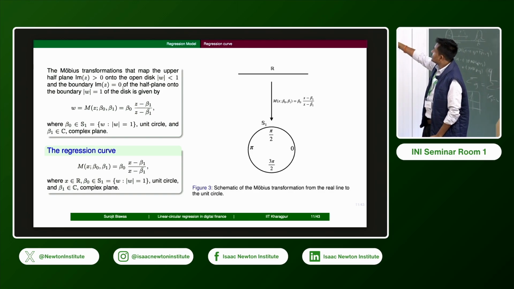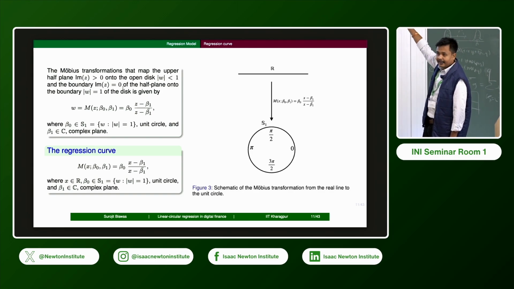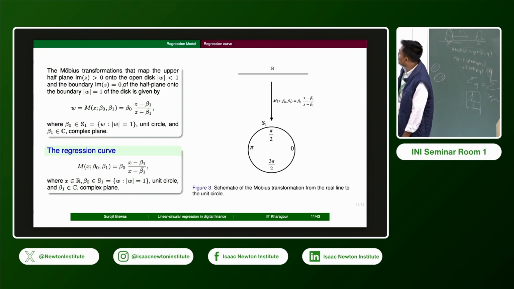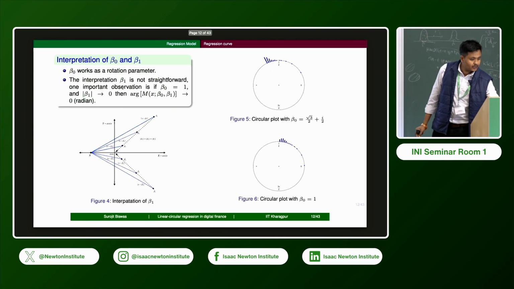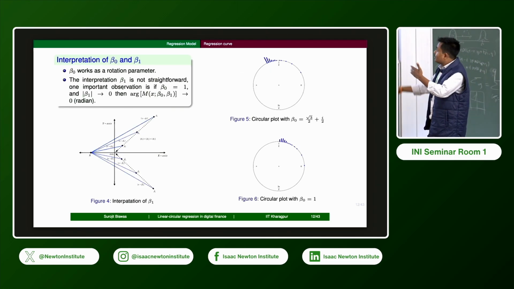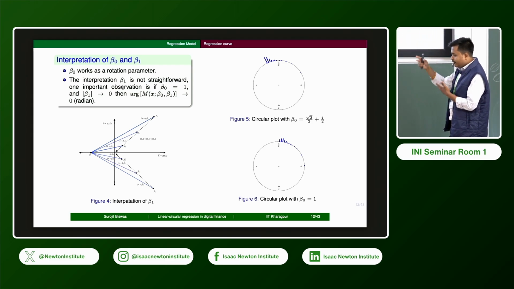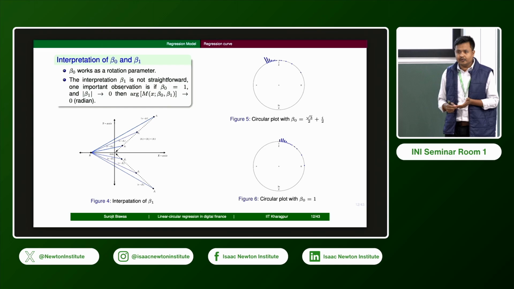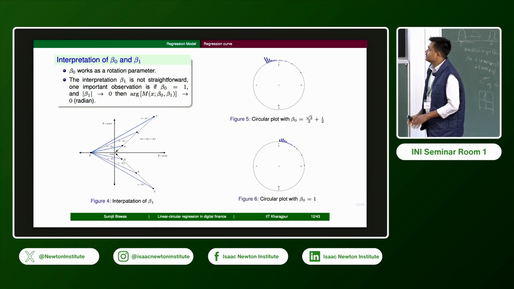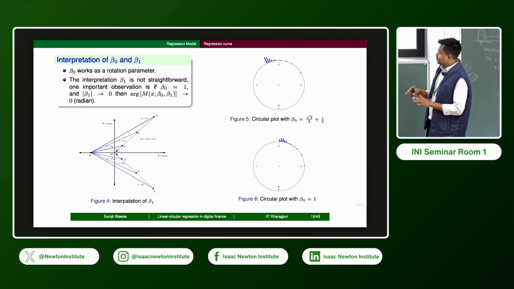Here is a pictorial depiction of that from R, the real line. Using this map we got the circle, right? And this is okay. Now the interpretation of beta naught is quite straightforward. It is a rotation parameter, so whatever the data is, it rotates by a certain angle. But beta 1 is quite difficult.